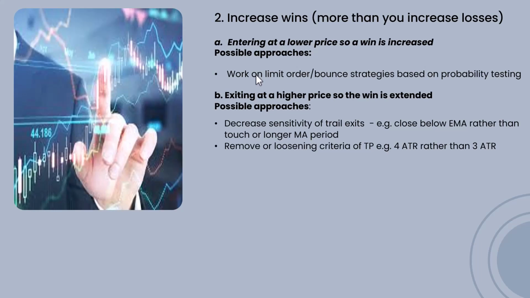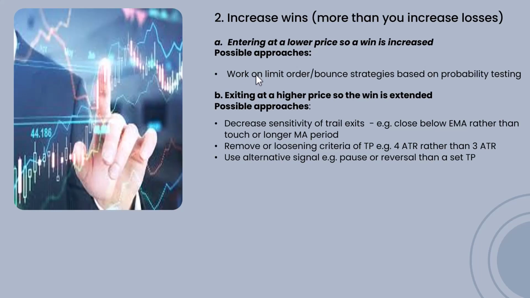Obviously, we can remove or loosen criteria of our take profit, so we can look to a 4 ATR multiple rather than a 3 ATR multiple from entry price. Again, you can test this out for yourself, and the best way to do this is that what if scenario that we mentioned in the previous video. Look at trades that you've taken previously which have hit a take profit and ask the question, if I'd increased that profit level by this defined criteria, would it have made a difference to our average win?